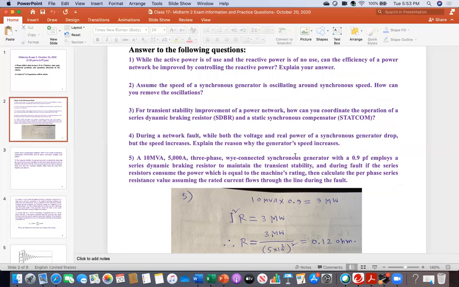That is fine. But if you just look at the swing equation, PA equals Pm minus P, during the fault P goes to 0. And then the system gets accelerated. That acceleration shows up as the speed increase. So that is the reason. You just need to say that during the fault, even though the voltage and real power go down, the speed increases because the system gets accelerated. The system here means the shaft of the generator that gets accelerated, and that acceleration causes the speed to go high.